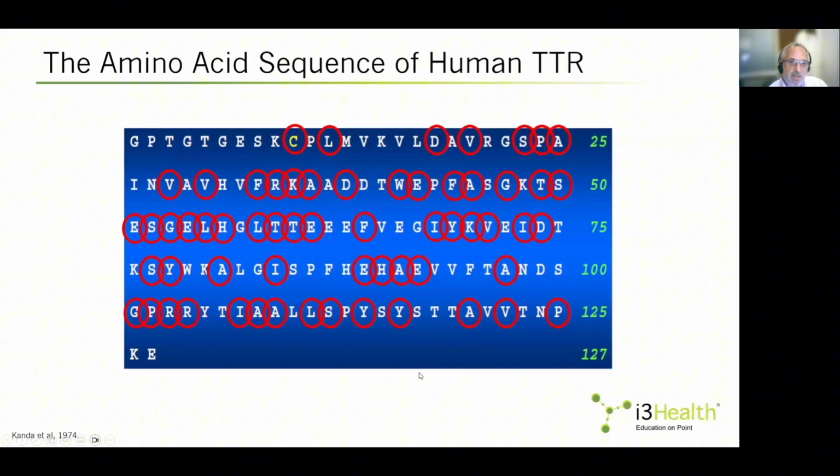TTR was sequenced many, many years ago, in 1974, by Robert Canfield and colleagues at Columbia. This is the genetic sequence of it. It's a 127 amino acid protein. And I just circled many of the areas where there are hotspots in the protein where there are different variants in TTR.